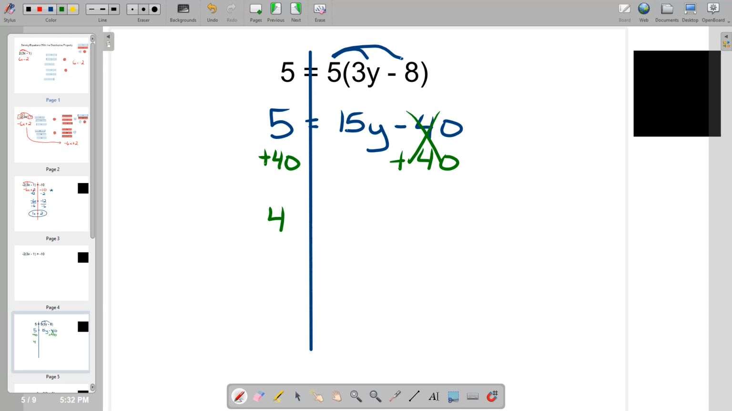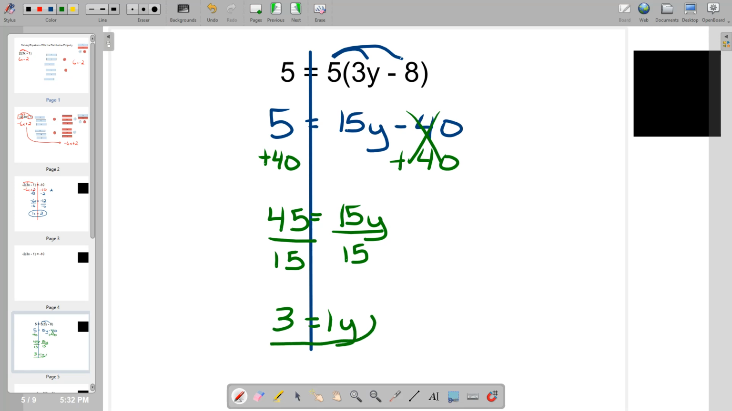And we get 45 is equal to 15y. We need to split this into 15 equal groups by dividing both sides by 15. And we get 1y is equal to 3. And that would be the end of our problem.